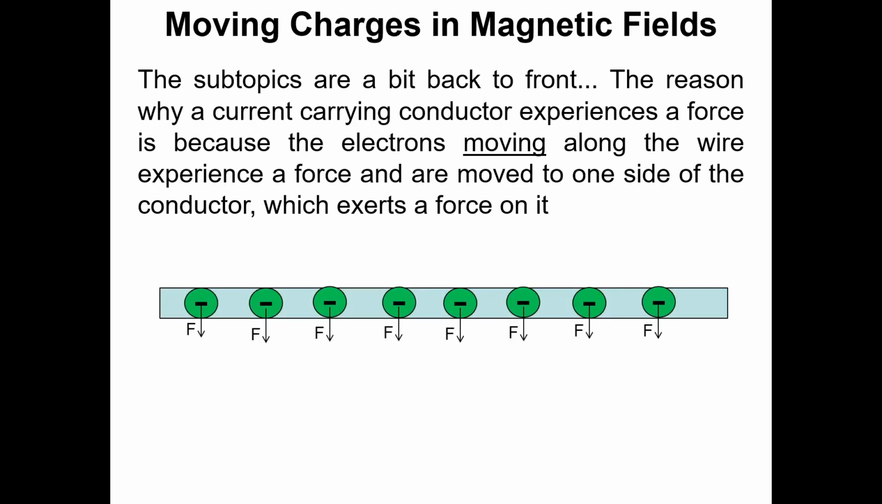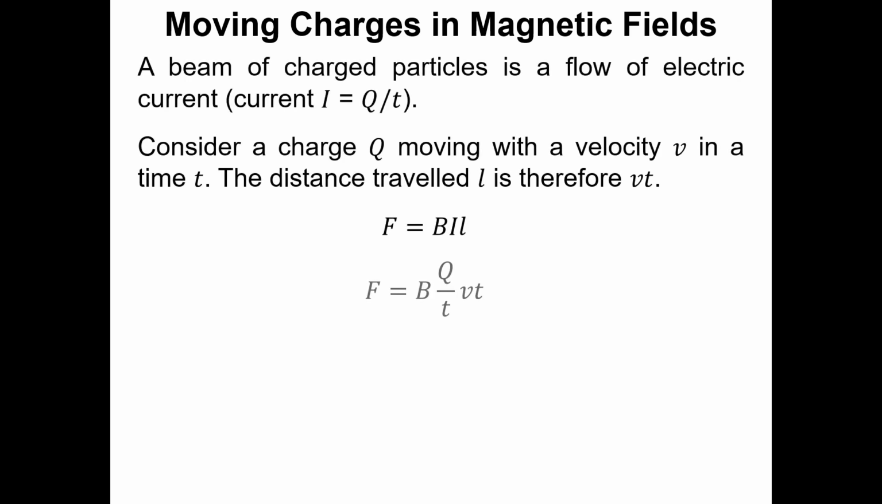It talks here about the topics being a bit back to front. It doesn't really matter which way around you do it, whether you do F equals BIL first or F equals Bev. I prefer to do F equals BIL first, but these charges, the electrons, are inside the wire, so we could do it either way really. I think it's better starting with BIL because you can derive Bev from it. BQV is technically the equation, but F equals Bev is generally the case because it's usually an electron, not always though.